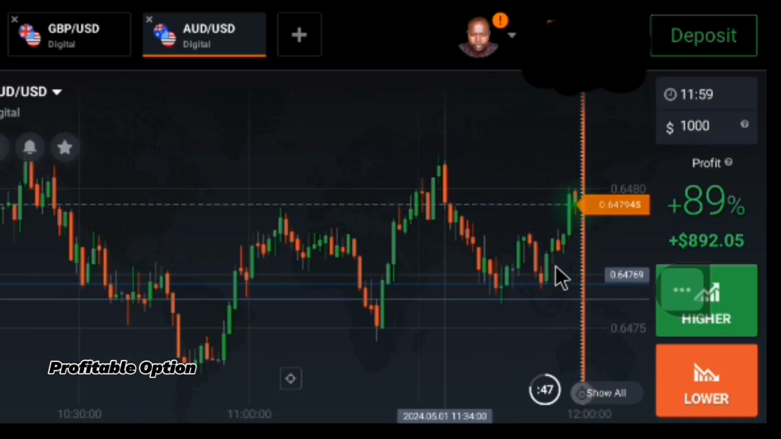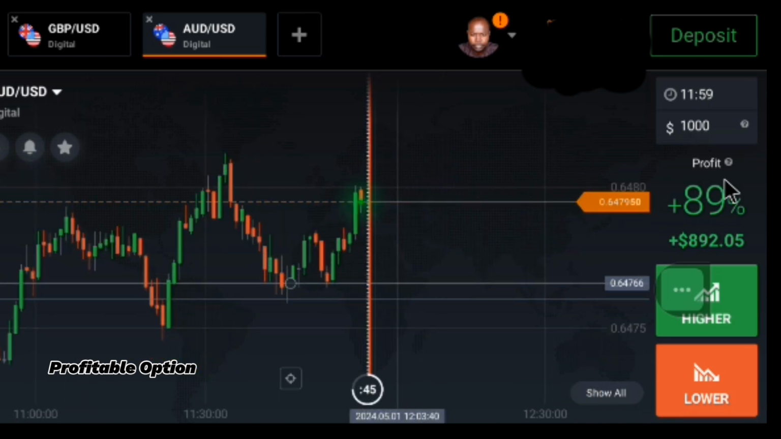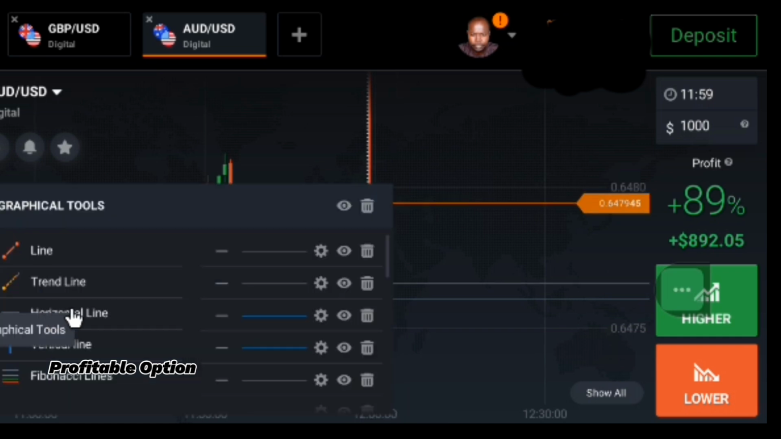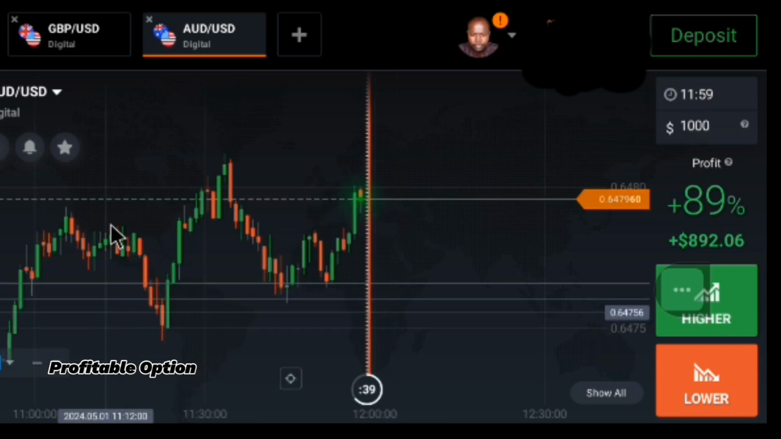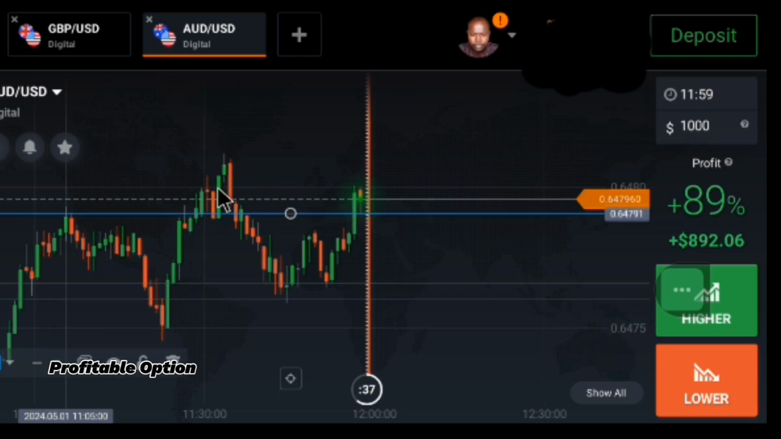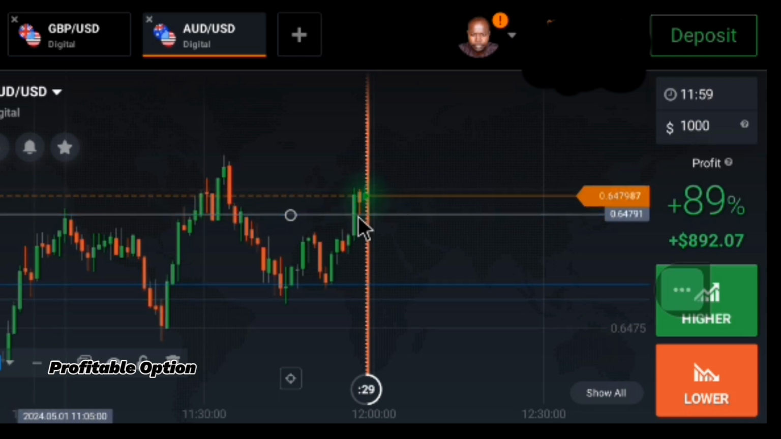Or the USD, let's see, it's also on a ranging market. Let me place my horizontal line here. This is the head, this is the shoulders. Okay, it has broken out of this shoulder, so it might reverse at this point.